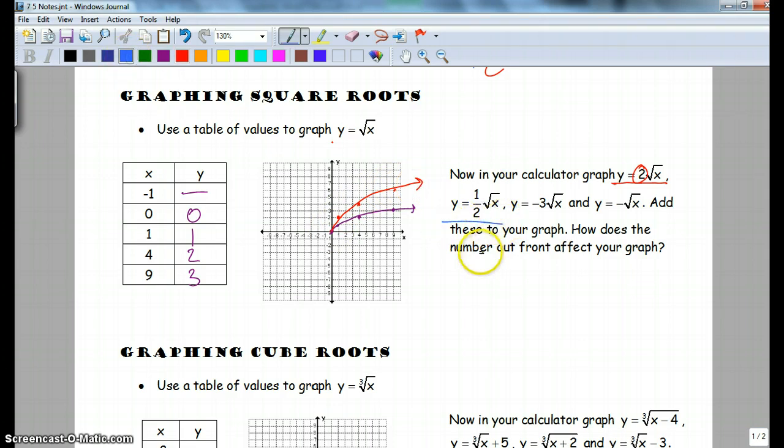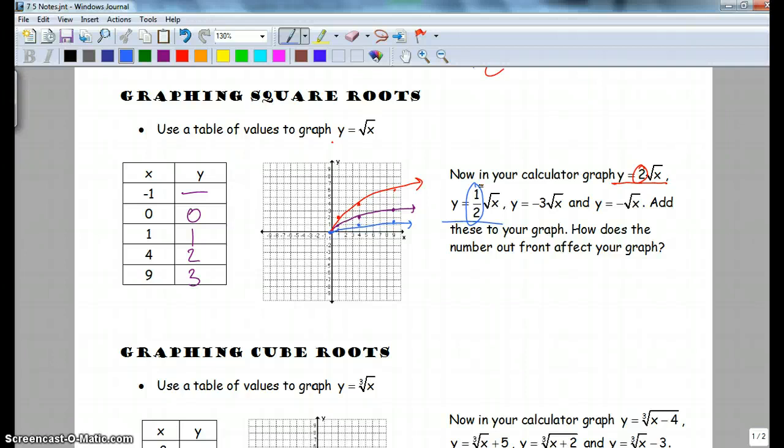And we've got 1/2. Same thing. You take your parent graph, but we're only going to take half of each value. Half of 0 is still 0, but half of 1 is a half. Half of 2 is 1. Half of 3 is 1.5. This one is much shorter. In fact, you could even say that it's narrower. That seems weird, seeing how we're using the coefficient of 1/2.